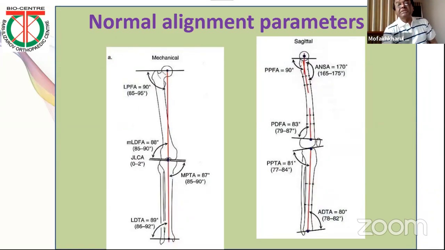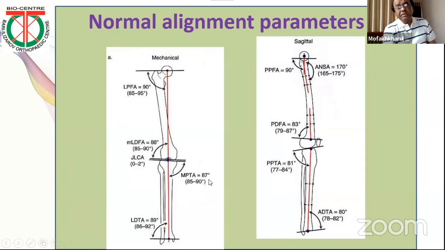Now, normal alignment parameters. In mechanical axis, you can see here AP and lateral sagittal view. Sagittal, three things. Only you should remember this here. Here, I have repeatedly told you 90, 87, 87, and this 90. Here, a little bit, just forget about this one to keep it in your mind.